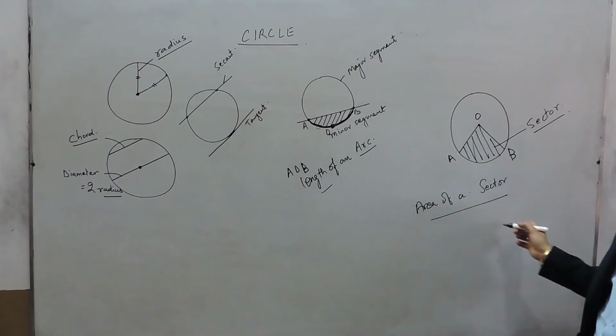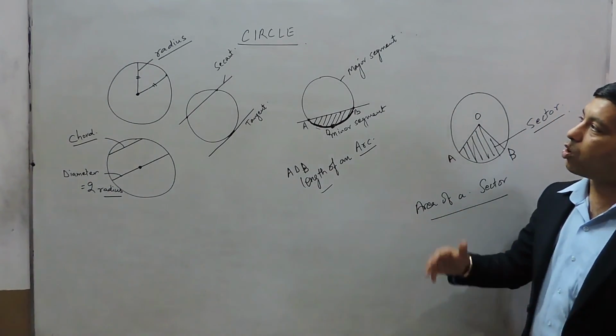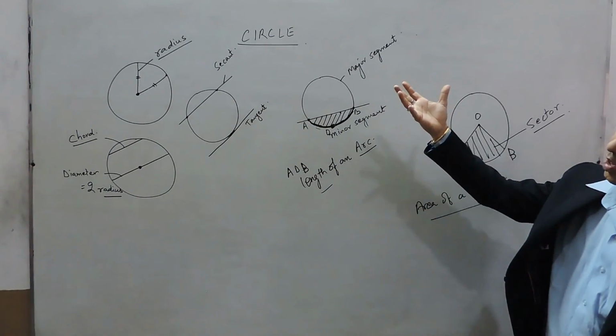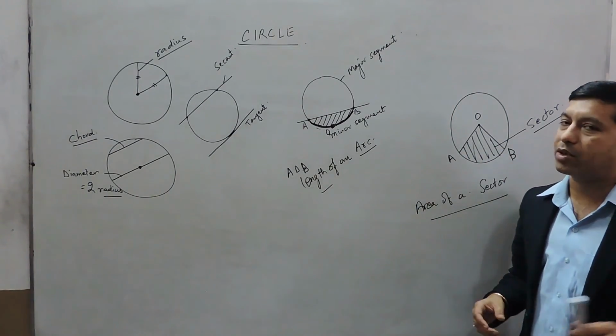So these are the major terms which we use in a circle, and then we go for the next class where we will talk about the theorems or the properties based on circle.